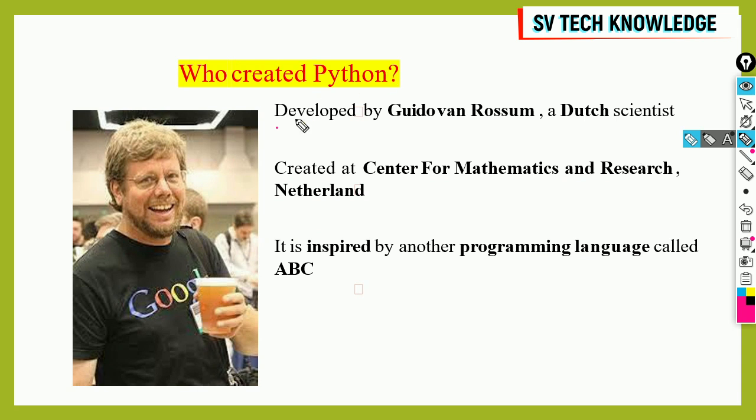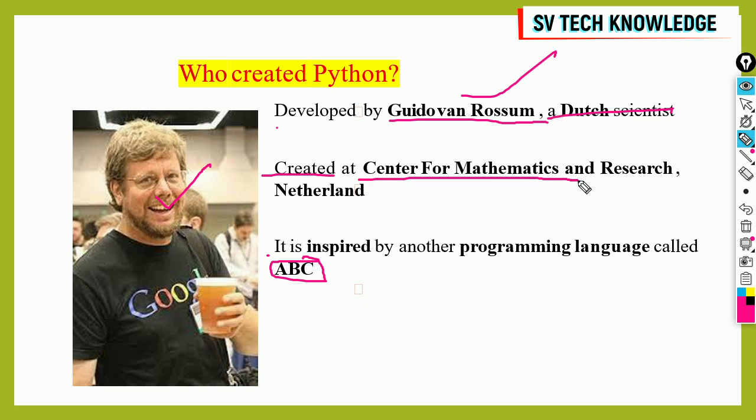Who created Python? Python was developed by a Dutch scientist, Guido van Rossum. He created it at the Centre for Mathematics and Research, Netherlands. It was inspired by another programming language called ABC. So these are the important points you have to remember related to who created it, where it was created, and what inspired it.